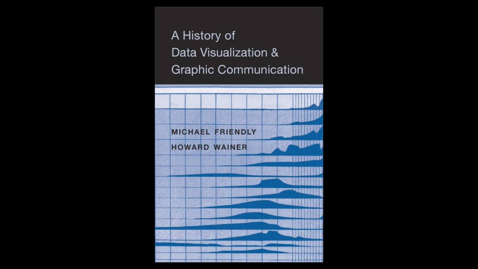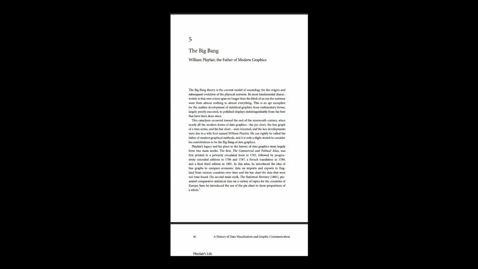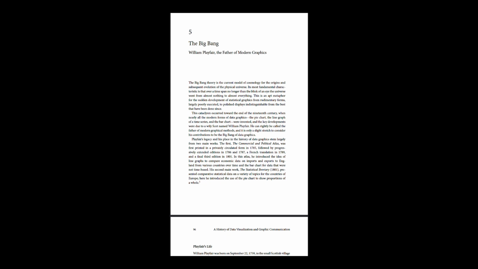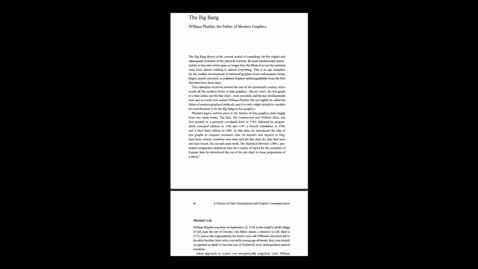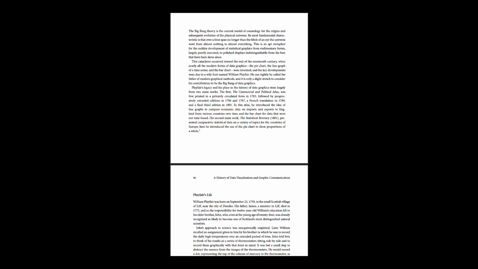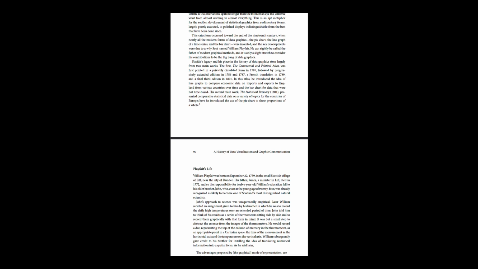They are nearly ubiquitous, but few know of the man who created them almost 200 years ago. Much of the following information in this section comes from the book A History of Data Visualization and Graphic Communication, written by Michael Friendly and Howard Weiner, specifically Chapter 5. Aside from information on bar and line charts, this book takes its reader on an excellently written and very approachable deep dive into visual communication methods that have become so common we take them for granted.